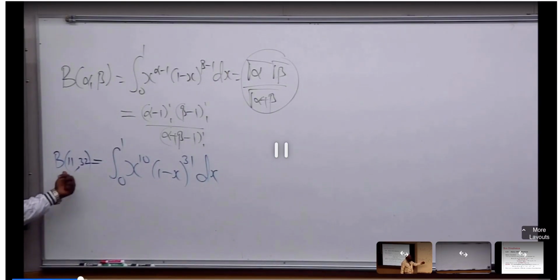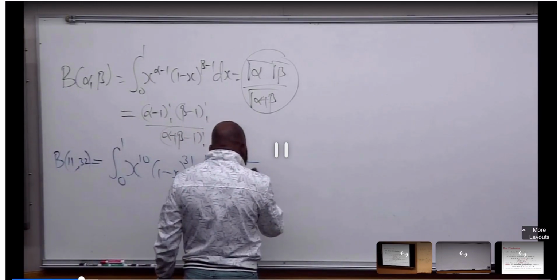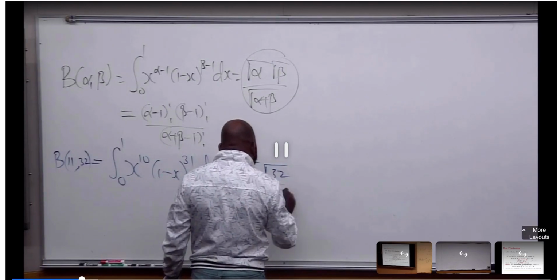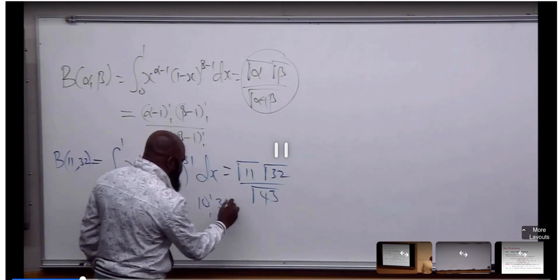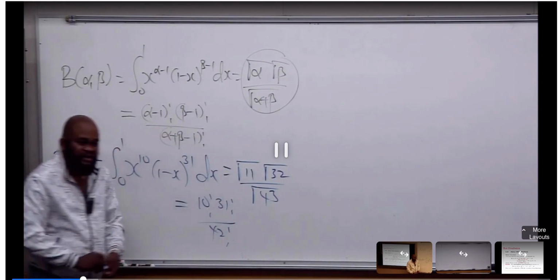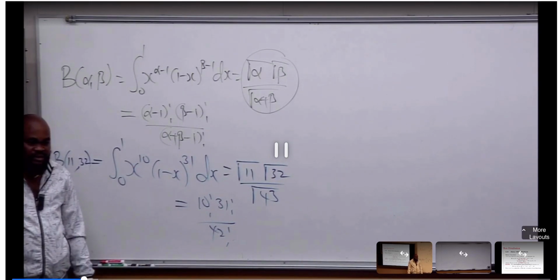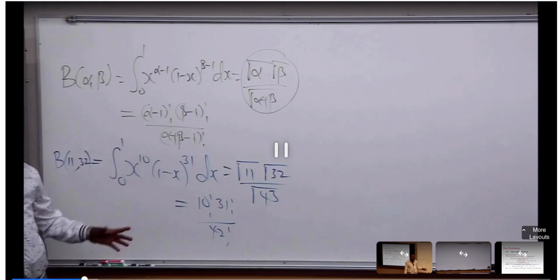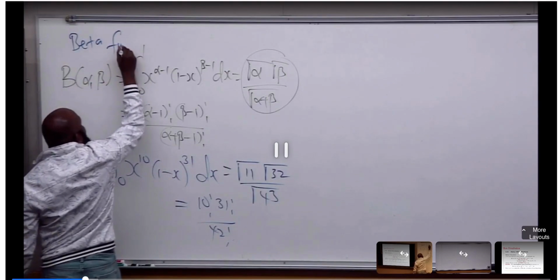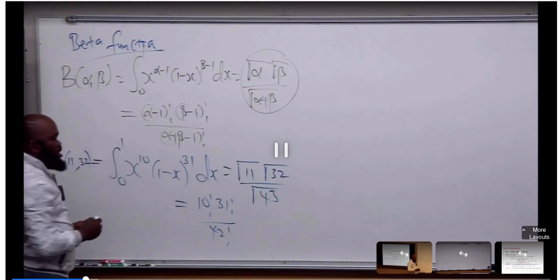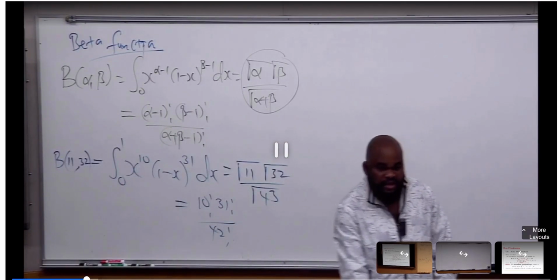And what is B of 11, 32? It is going to be gamma 11, gamma 32 over gamma 43, which is going to be 10 factorial, 31 factorial over 42 factorial. Super cool, right? Very easy to do. It's a calculator now. So what I just introduced to you, like I said, is the beta function, and of course I talked about both the integral and the non-integral derivation.